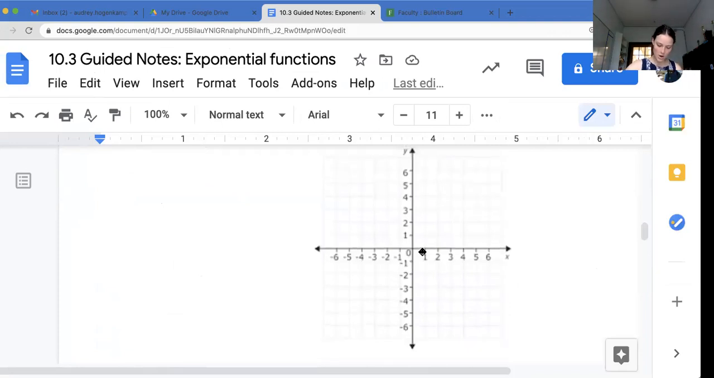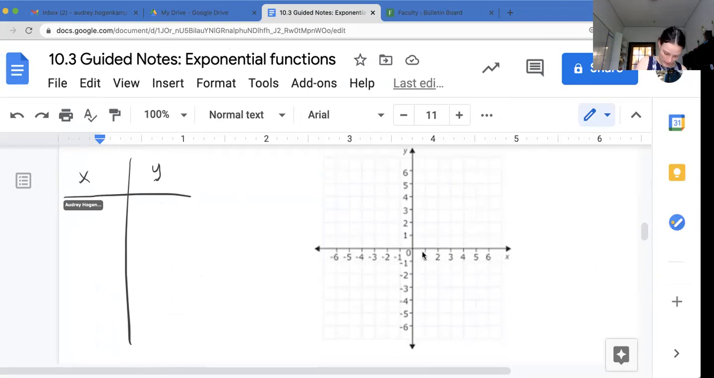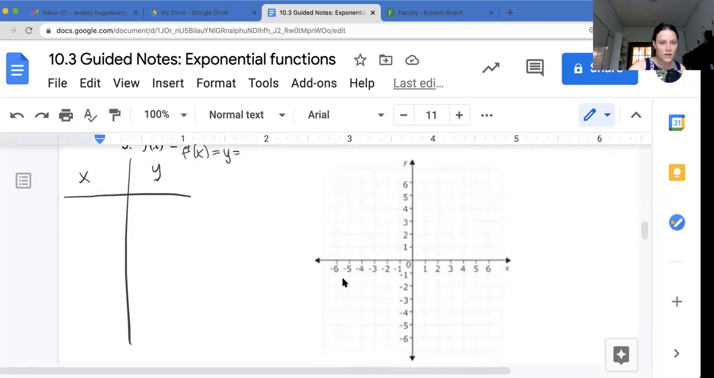So again, what I am going to do is make a little table of x and y values, right? And I know that f of x equals y equals, what is our first function? 2 to the x. So let's pick some x values. I'm going to pick -1, -2, 0, 1, 2, and maybe 3, just for fun. Okay, and then my y values I know are going to be 2 to the x.